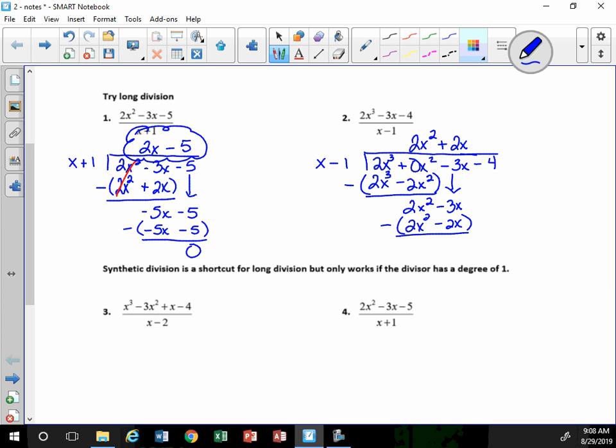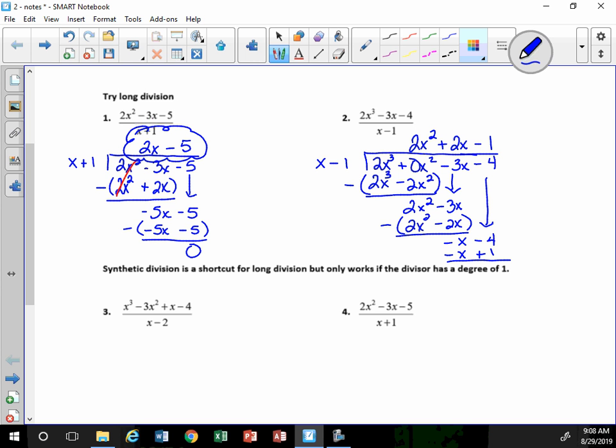What is negative 3x minus negative 2x? Negative 1x, yes, or just negative x, that's fine. Bring down minus 1. All right, how are we doing? Okay, what do I multiply by this time? Negative 1. So I will get negative x plus 1.